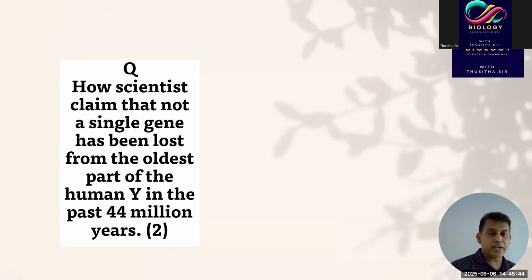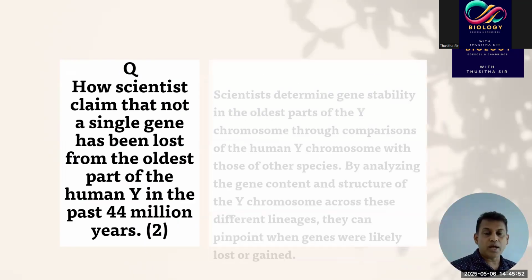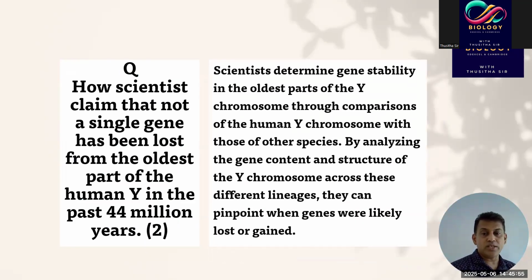How do scientists claim that not a single gene has been lost from the oldest part of the human Y in the past 44 million years? The answer is, scientists determine gene stability in the oldest part of the Y chromosome through comparison of the human Y chromosome with those of other species. For comparison, you can use PCR and gel electrophoresis, and we can compare the gene sequences of other species by analyzing the gene content and structure of the Y chromosome across different lineages. Then they can pinpoint when genes were likely lost or gained.